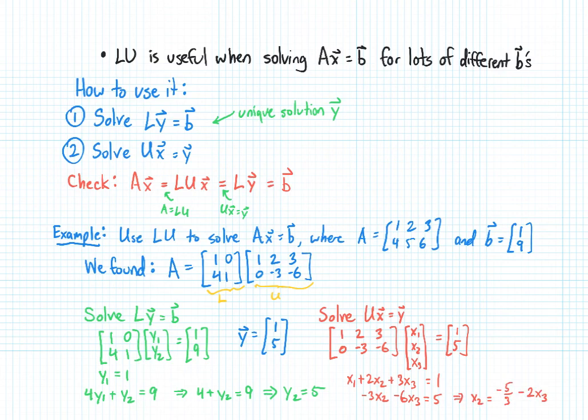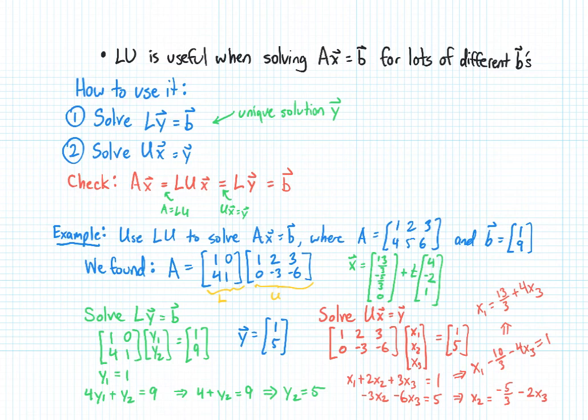So then when we solve for x2, we get x2 is minus 5/3 minus 2x3. And then we can plug that into the first equation. So we have an equation that just has x1 and x3, and then solve for x1. And we get x1 is 13/3 plus 4x3. And then once you have x1 and x2, and you know that x3 is a free variable, you could rewrite the solution in vector form, like this.